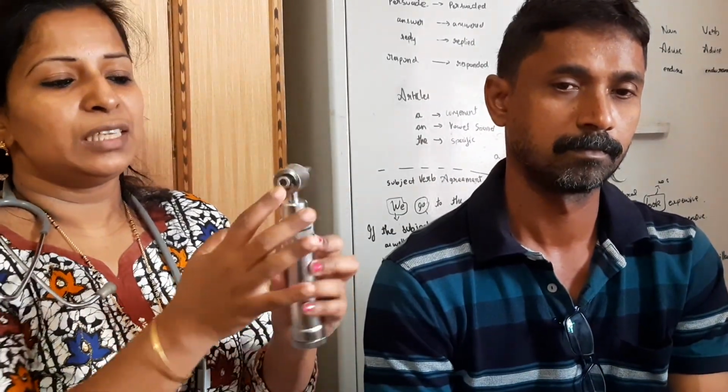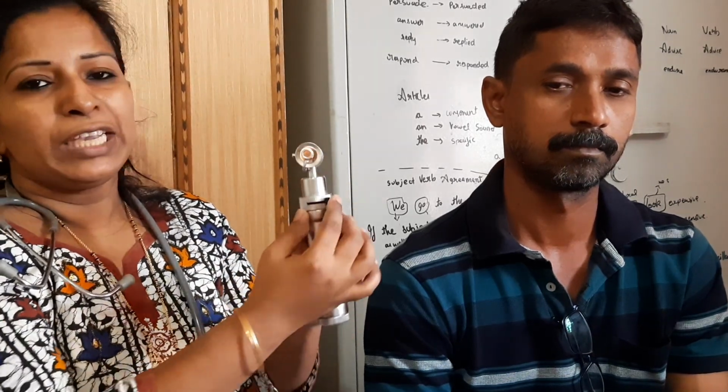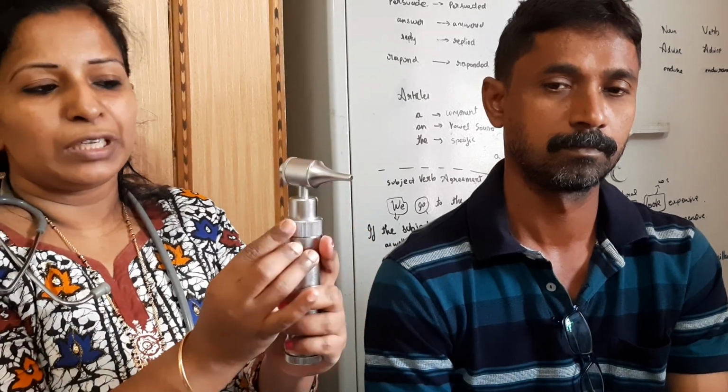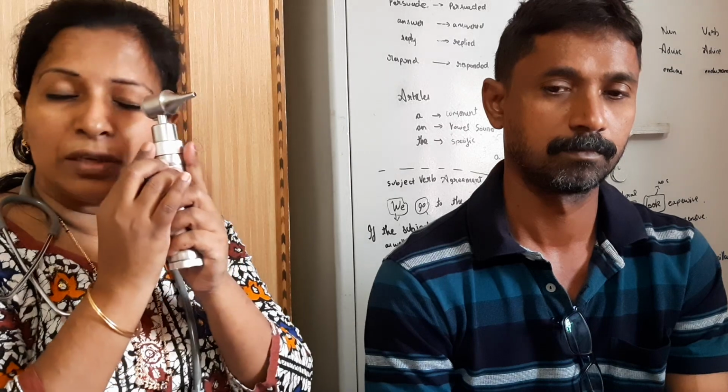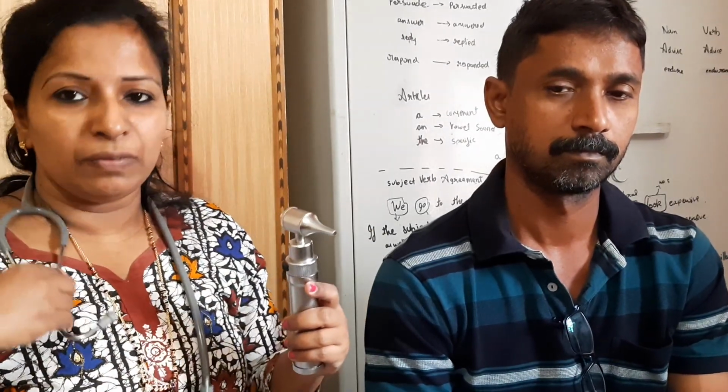After that, using the otoscope. This is an otoscope, there is a lens and there is a light. When you switch it on, the light will come on. With the help of one eye, you can see inside the ear through the lens. You can see the ear canal, and the inner ear will be visible.